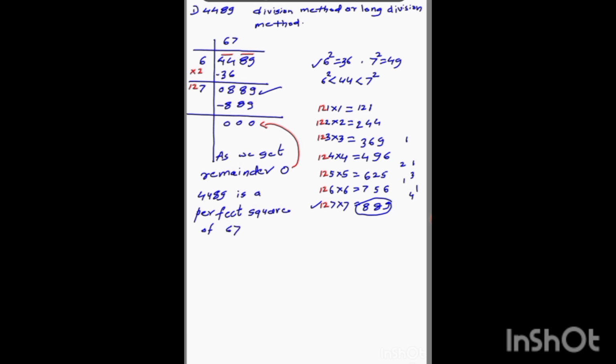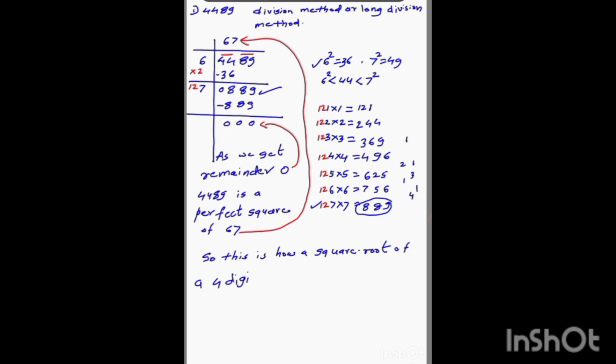From where did you get 67? Just see, I will show you. It is here, this answer is 67, and 67 into 67 is 4489. Do it and see. Very nice method. So this is how the square root of a four-digit number is found by the division method.